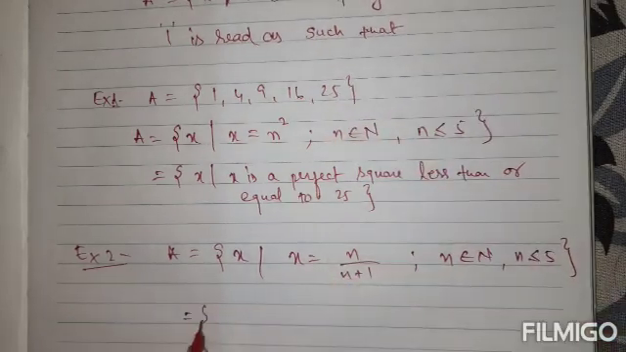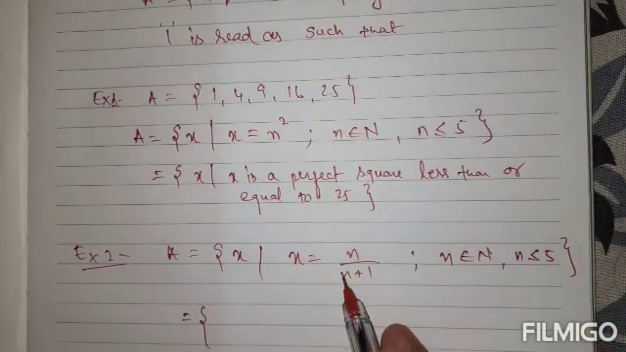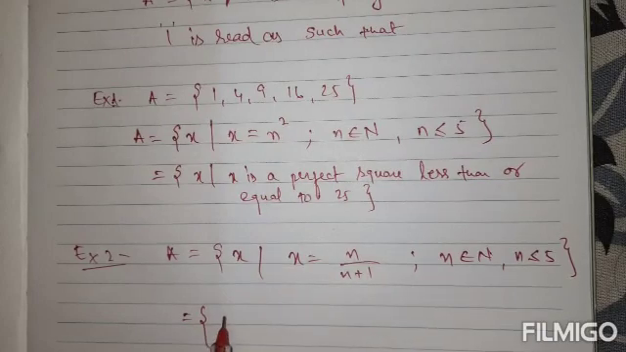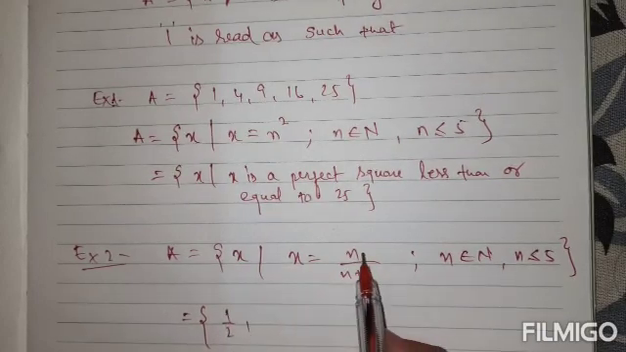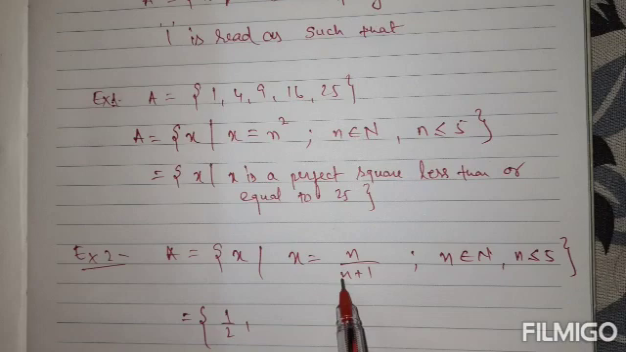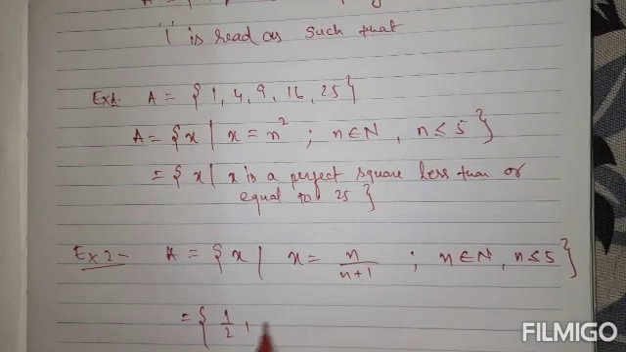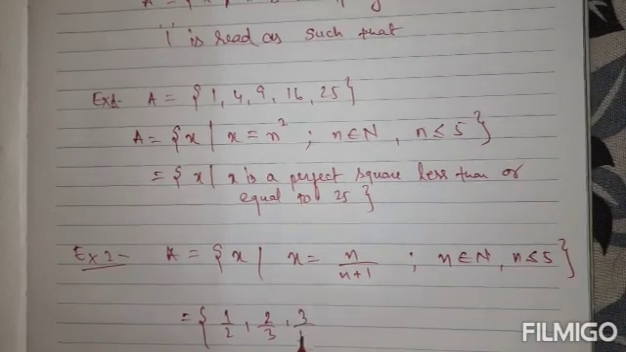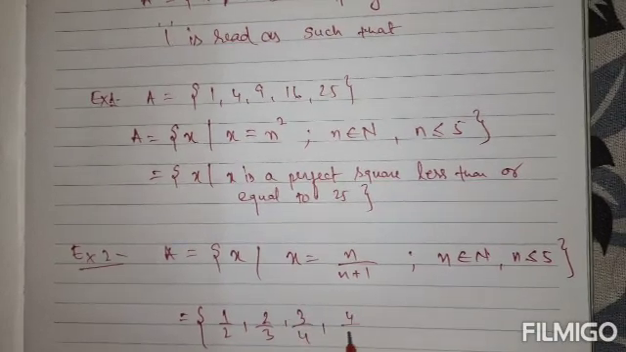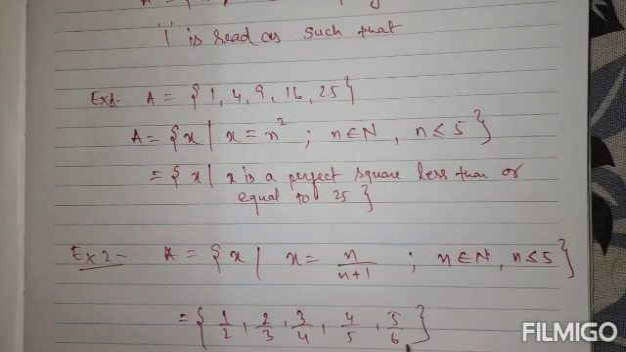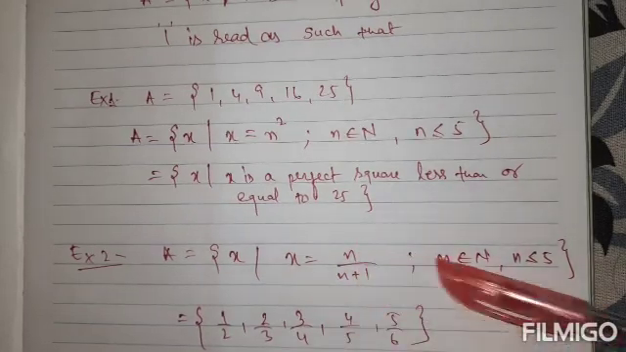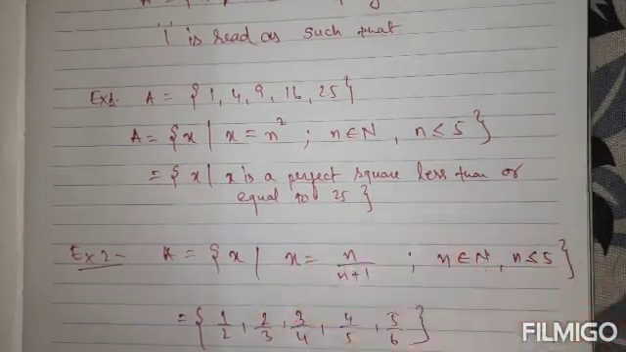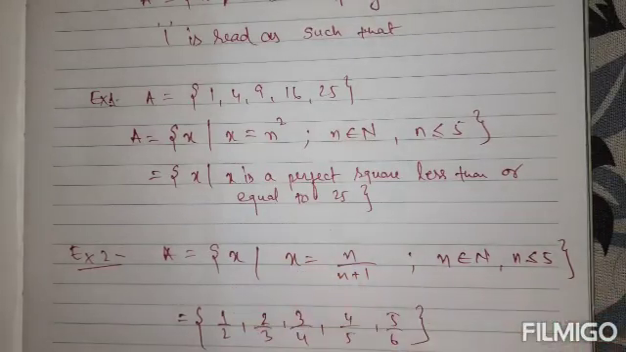So if we take n is equal to 1, this will become 1 upon 1 plus 1, 2, means the first element will be 1 by 2. If n is equal to 2, then this will become 2 upon 2 plus 1, means 3, means 2 by 3. Similarly, 3 by 4, 4 by 5 and 5 by 6. These are the actual elements of this set in roster form. This was the set builder form and this is the roster form.